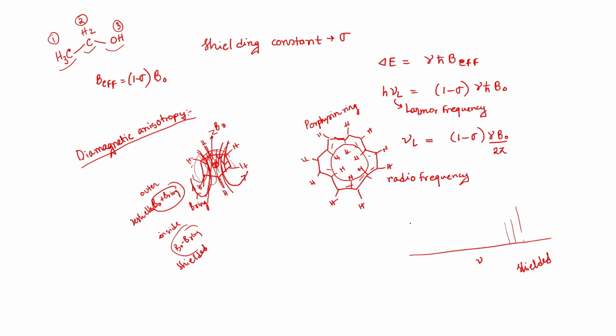The de-shielded protons are going to come in this region. For protons you get around 7, 8 for benzene or aromatic protons, and these are also aromatic protons, but in these cases they are going to be shielded, and we will get them at a lower value.